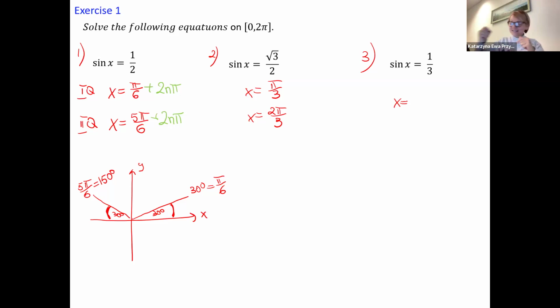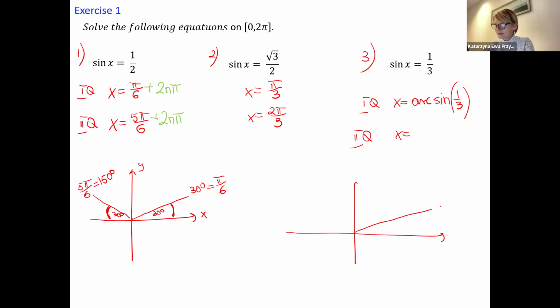Because it's not from the unit circle. We will use the inverse notation. This is arc, not tangent, arc sine of 1/3. And we may use a calculator or we may use the tables to get the value. But we will provide the answer like this. This is the first quadrant. What about the second quadrant? How can we write the second quadrant? I will say it's something, because 1/2 or 1/3, not that far away. This angle will be arc sine of 1/3, and we also need this one.